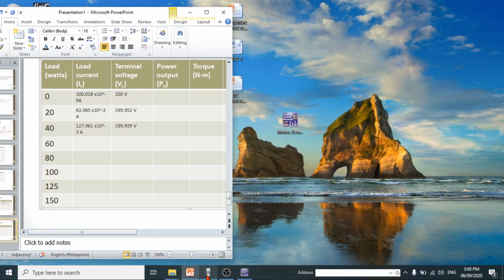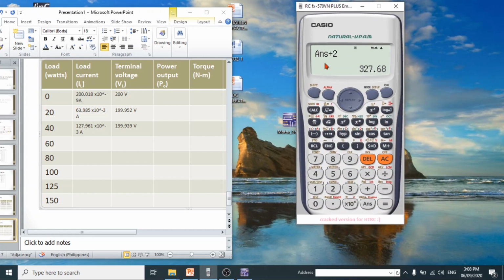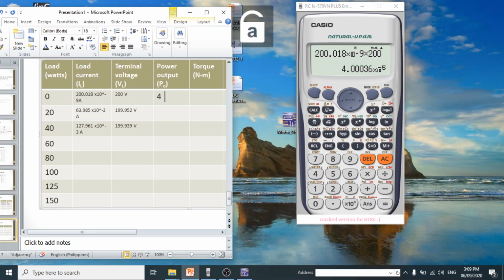So for the output power, you need to multiply. For 0 watts, you have there 200.018 nano, so 10 to the power of -9 times 200. That will give us a power output of 4 times 10 to the power of -5 watts.